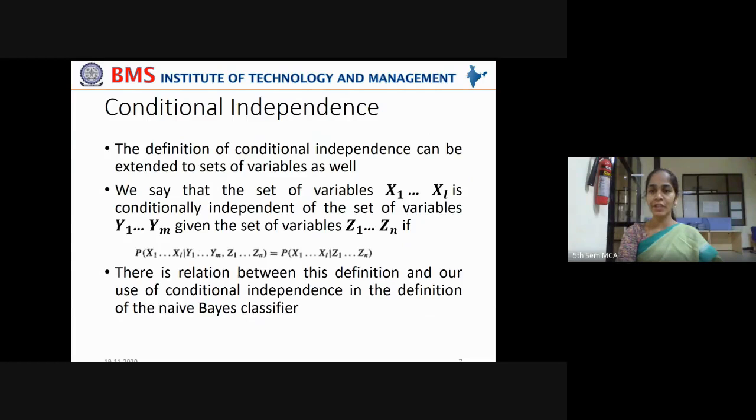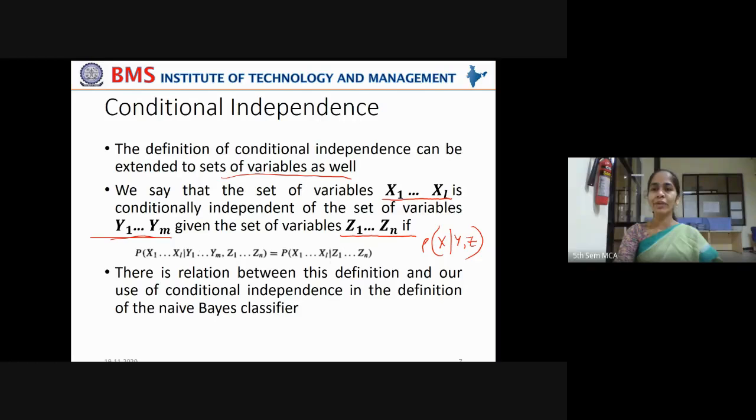Now the definition of conditional independence can be extended to sets of variables as well. Not only a single variable, you can apply it to sets of variables also. And that notation is also very easy to understand. We say that the set of variables x1, x2 and so on up to xl is conditionally independent of the set of variables y1, y2 and so on up to ym, given the set of variables z1, z2 and so on up to zn. How do you represent that? It is very easy, right? P of X conditionally independent of Y given Z. That is how you represent it, right?